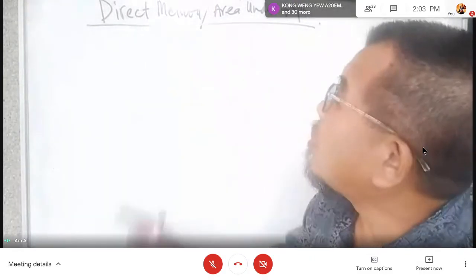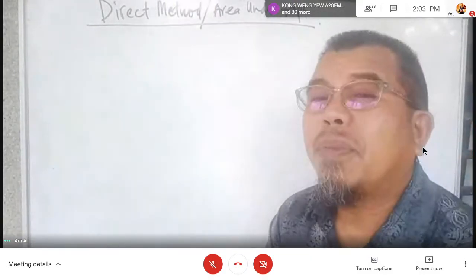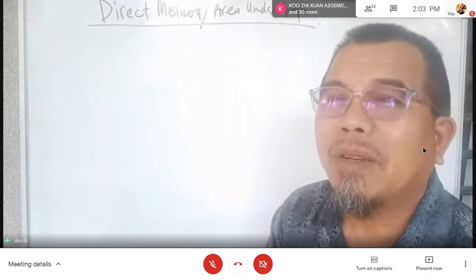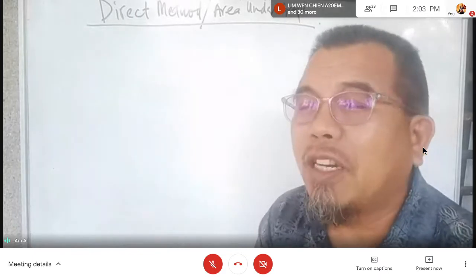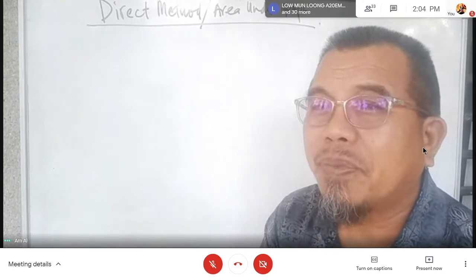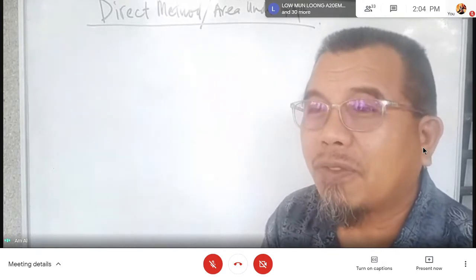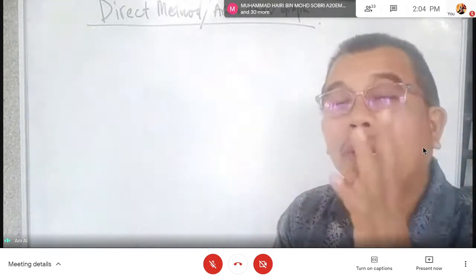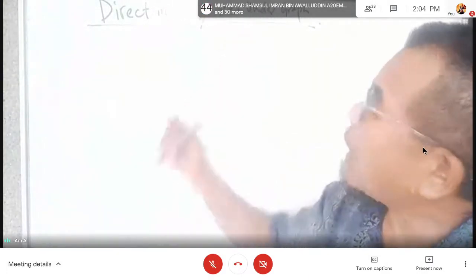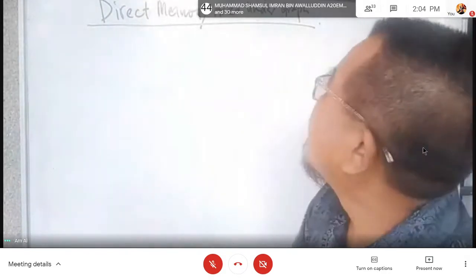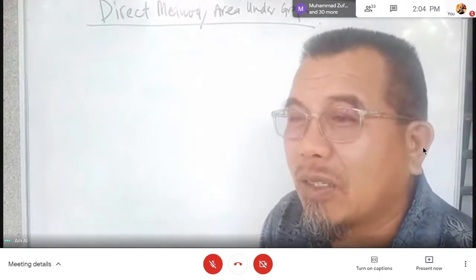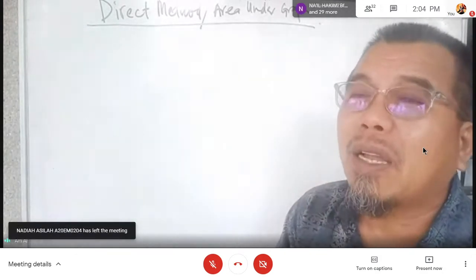Today we're going to continue to do that graph by what we call the direct method. Okay, direct method. It's very simple actually. This direct method is very simple to find the graph. So please look carefully. Some people call it the area under the graph method, which is actually also finding the area under the graph.